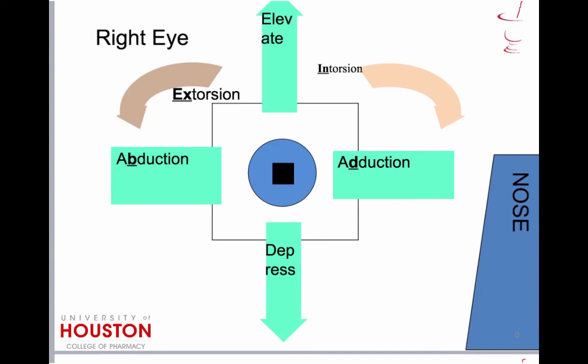The other part we have to do is talk about intorsion and extorsion. Intorsion means moving the top of the pupil towards the nose, and that would be in. And extorsion would be moving the top of the pupil away from the nose, so it's twisting, and that's X. All right.